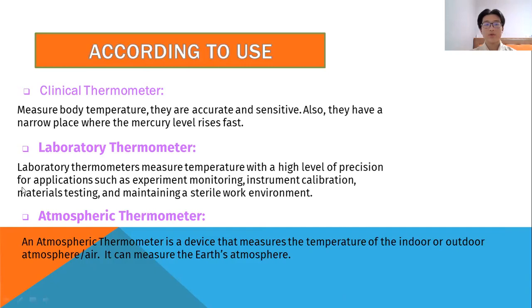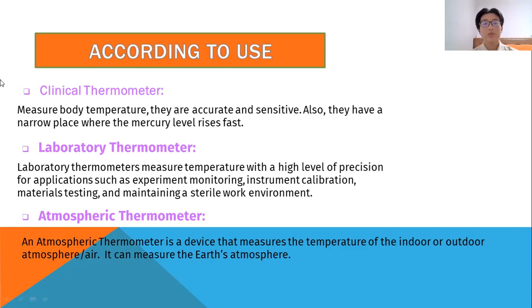Then the second one is the laboratory thermometer. Laboratory thermometers measure temperature with a high level of precision. Why do laboratory thermometers need to measure the temperature with a high level of precision? Because they are used for applications such as experimenting, calibration, materials testing and others. To maintain this work environment, to have this sterile work environment, we need a thermometer that measures temperature with a high level of precision.